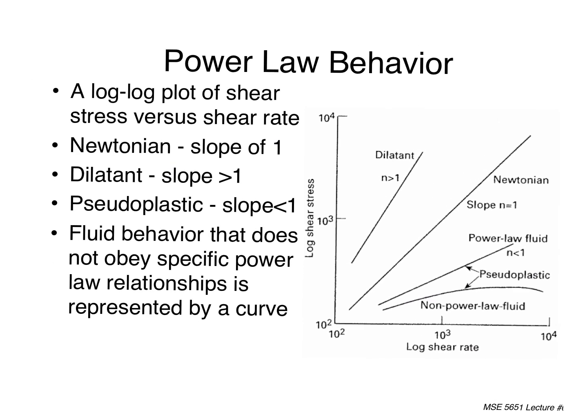And so what we see as a result is a log-log plot of shear stress versus shear rate. Newtonian, talked about, slope of 1. Dilatant, greater than 1, meaning that it becomes more difficult as we increase the shear rate. And then the others, the less than 1 slopes. And fluid behavior that does not obey specific power law relationships is usually represented by a curve, which can go back and forth between the different regions depending on the structures involved.